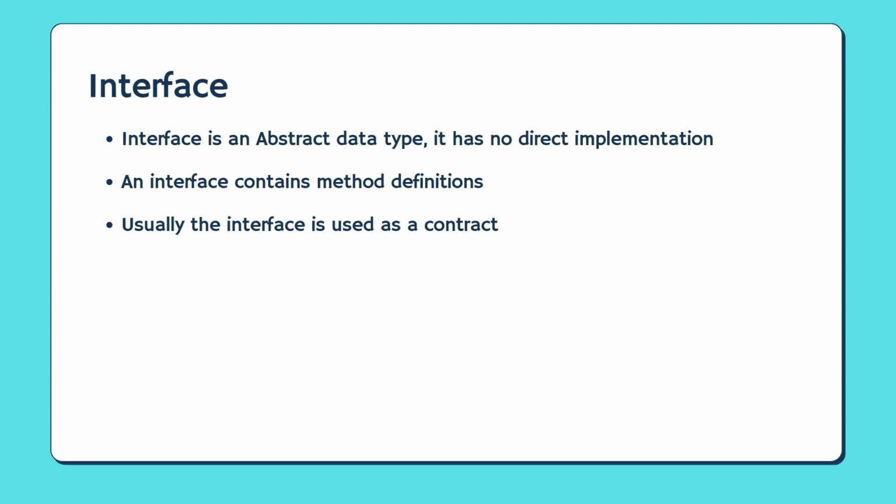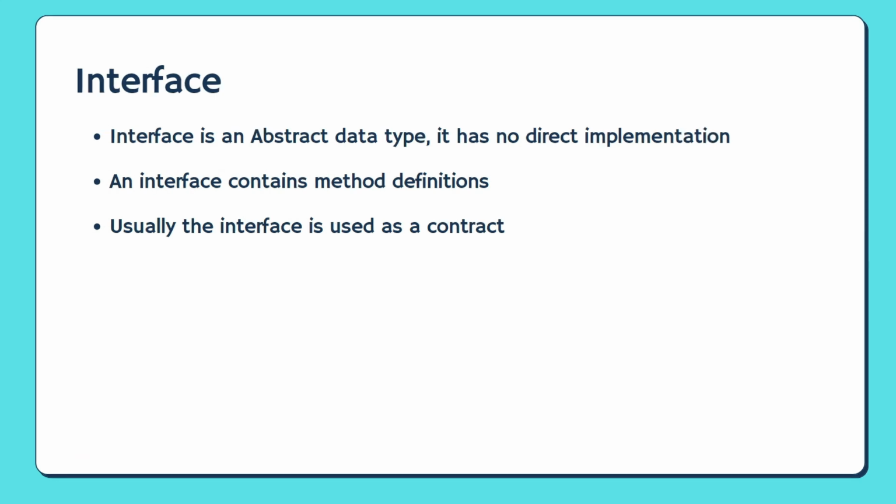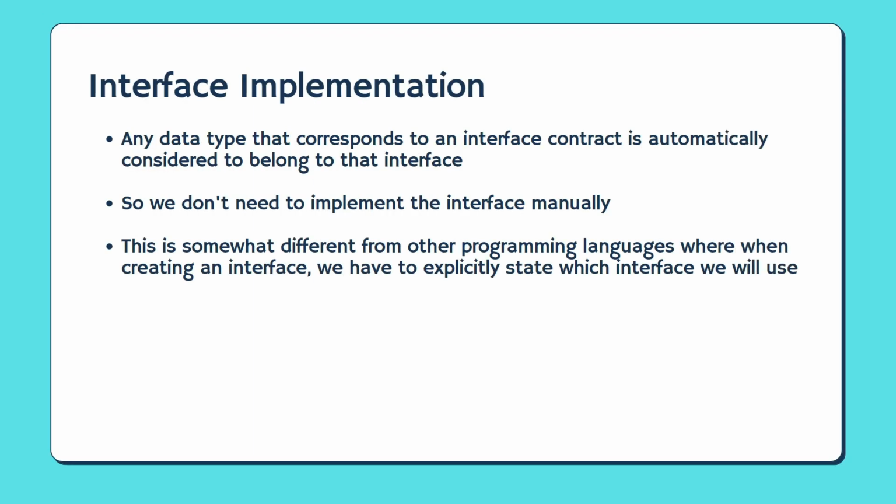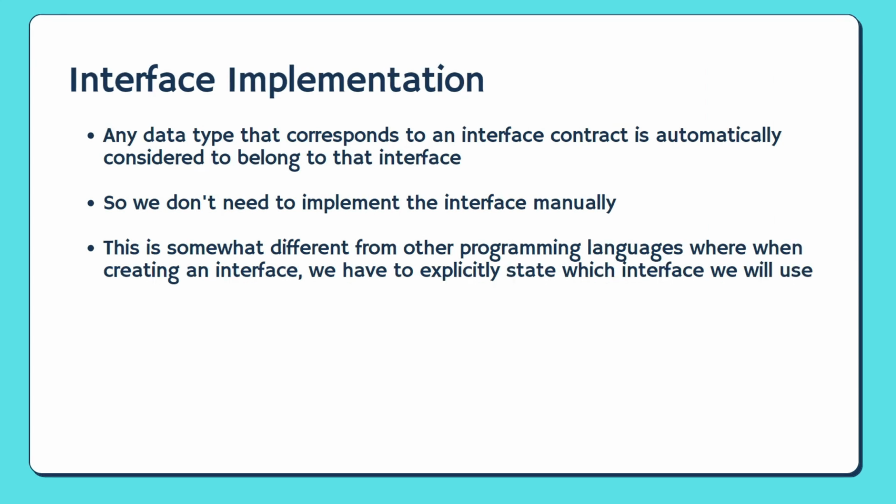Interface. An interface is an abstract data type. It has no direct implementation. An interface contains method definitions. Usually, the interface is used as a contract. Interface implementation: any data type that corresponds to an interface contract is automatically considered to belong to that interface.